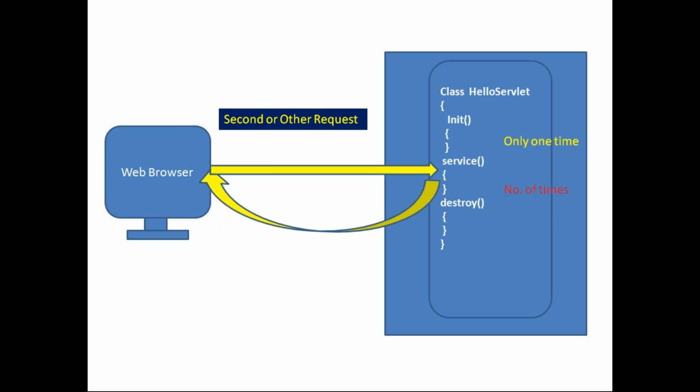The service method is invoked n number of times. Whenever you access that servlet from the web browser, the service method will be executed. And the destroy method is executed only one time, when we delete the servlet code from the server. If we never delete the servlet code from the server, the destroy method is not executed. So only the service method is very important, which is always executed when any request comes from the client side. So we will write all this code in the service method.